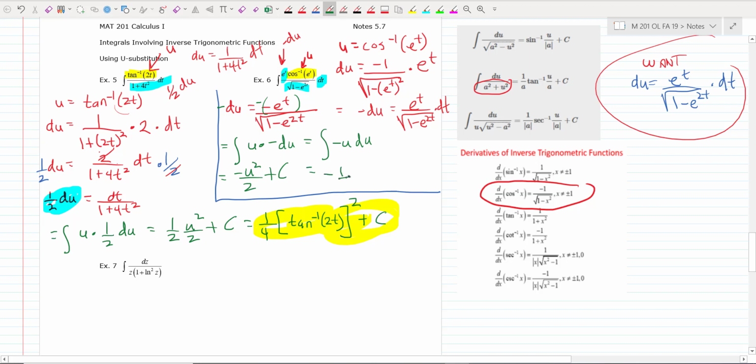So we would have -1/2, and then u is inverse cosine of e to the t, that whole thing squared, plus c. So that would be your answer like that. You're just doing substitution so that you account for everything.